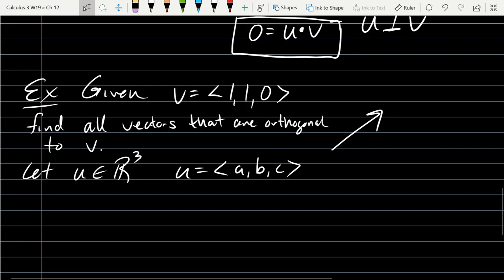If you took linear algebra, you could say there's two free variables in this linear equation that you got.